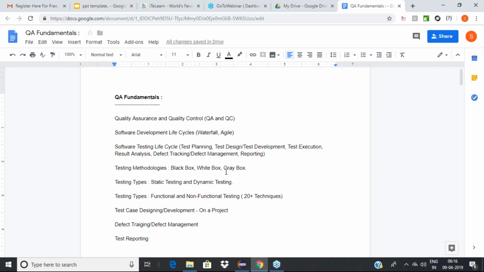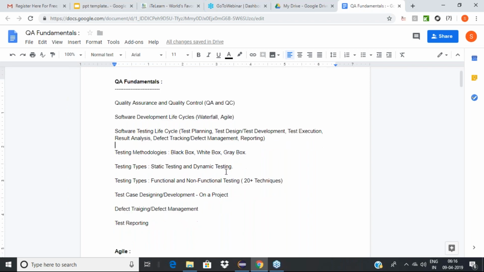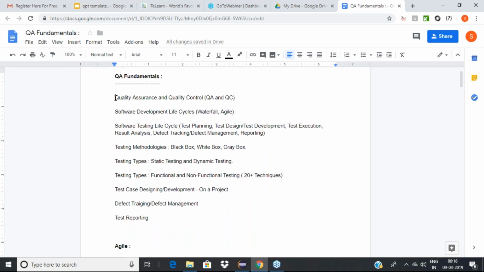So coming back to here, when it comes to the QA fundamentals, these are the main things that you need to know, like understanding what is quality assurance versus quality control. What are the different software development life cycles that we have? Most of the companies as of today, I can say around 60 to 70% of the companies, will use different forms of agile, which is a quick delivery method, like 2 weeks of a sprint, 4 weeks of a sprint, maximum of 6 week sprint.